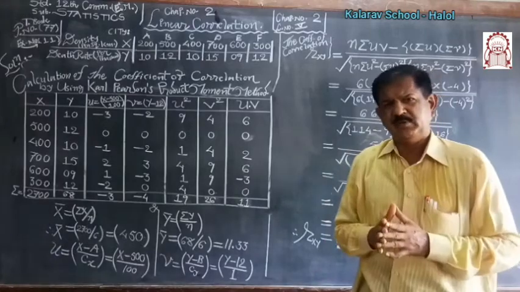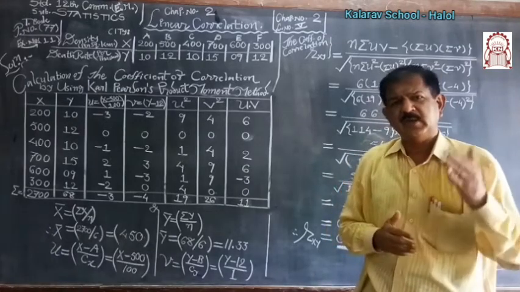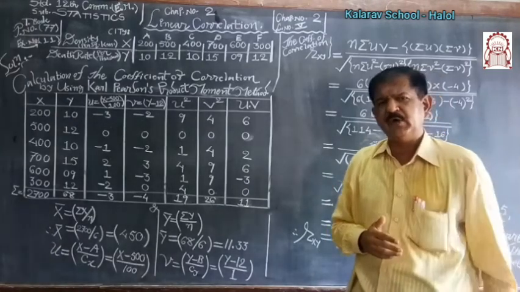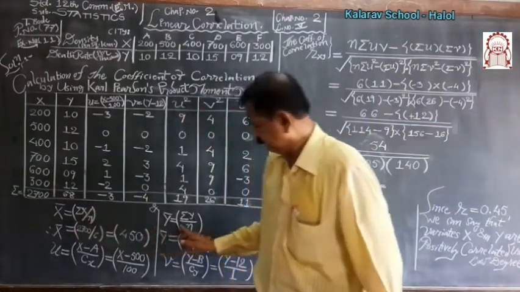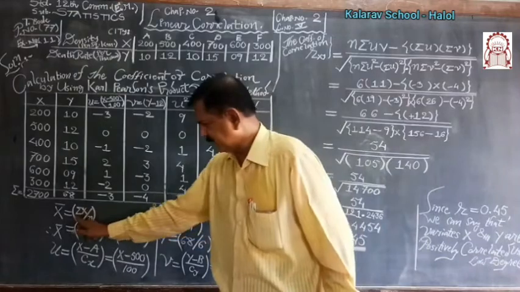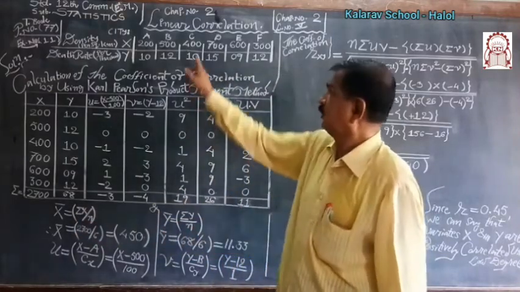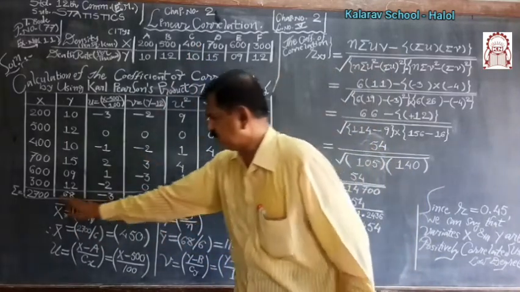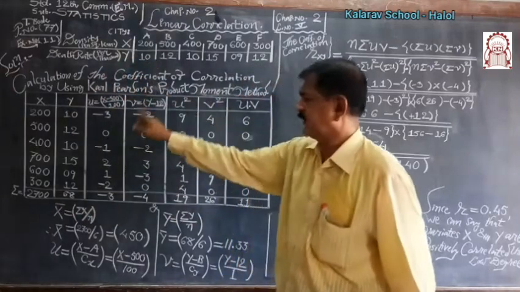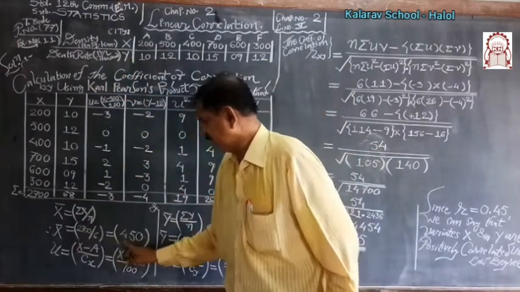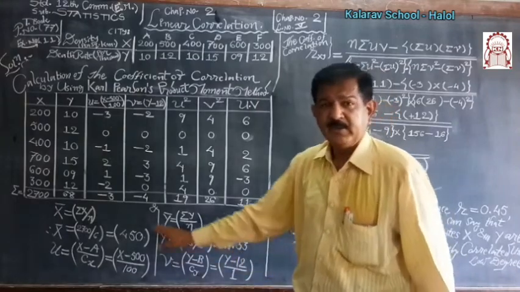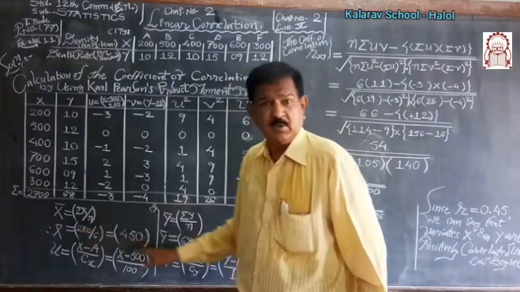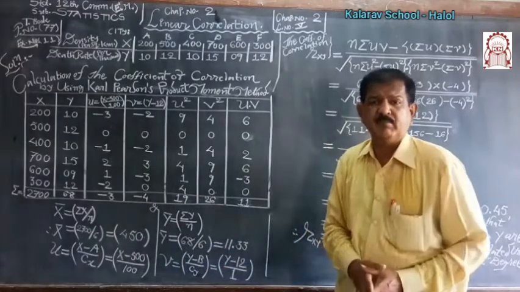In correlation, if you want to calculate the Pearson method coefficient of correlation, then first of all we have to compute x bar and y bar both. X bar means sigma x upon n, y bar means sigma y upon n. Total of x is 2700, total of y is 68. X bar becomes 450, y bar becomes 11.33. Here x bar is an integer value, but y bar is in fraction form.